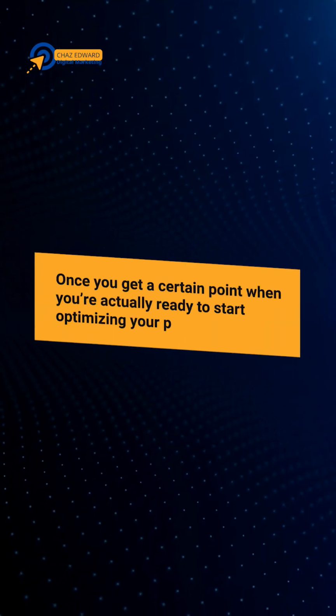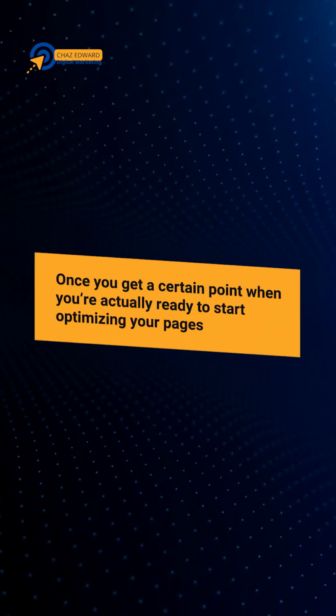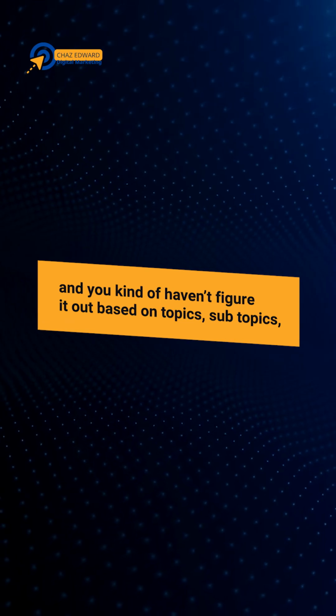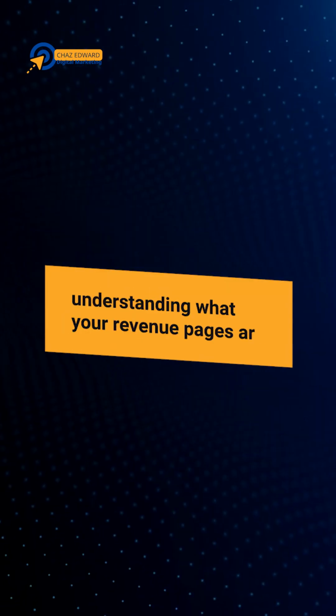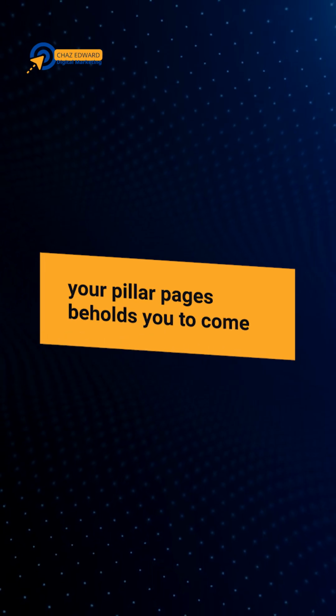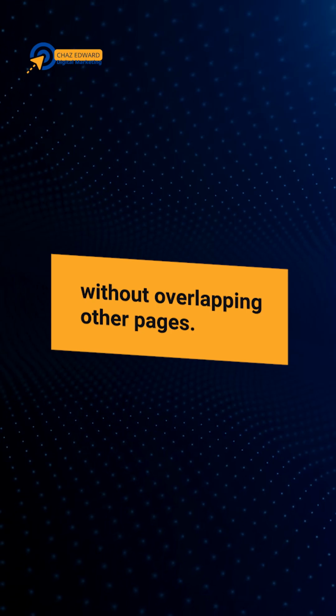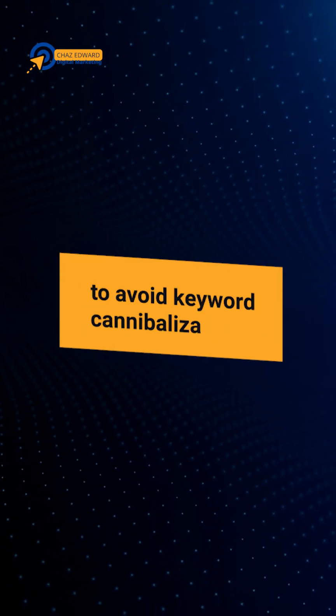Once you get to a certain point when you're ready to start optimizing your pages, and you have them figured out based on topics, subtopics, and understanding what your revenue pages and pillar pages are, it behooves you to come in and, for each one of your main pages that you've identified, build the list of keywords specific to that page without overlapping other pages. This is called a semantic core. It's literally the keyword bucket that each one of your pages should target, and they should be unique for each page to avoid keyword cannibalization.